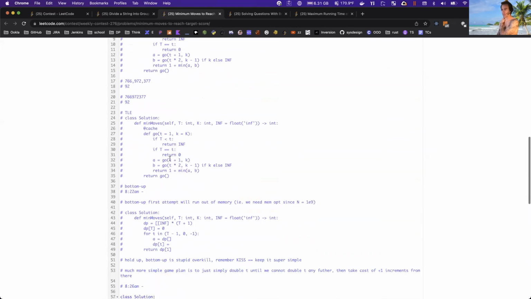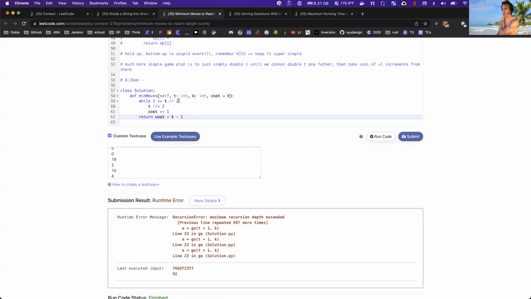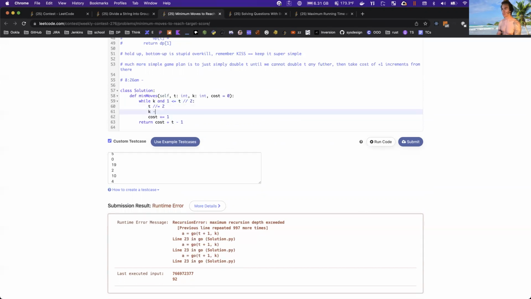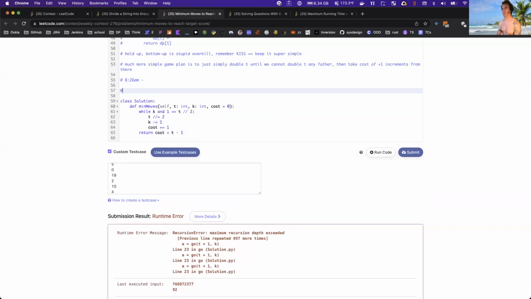Oh, I didn't take into account max doubles. Okay, so while k and cost plus equals 1 and then k minus equals 1. I guess this is a logarithmic function, right? There's lots of optimization. Use log t.